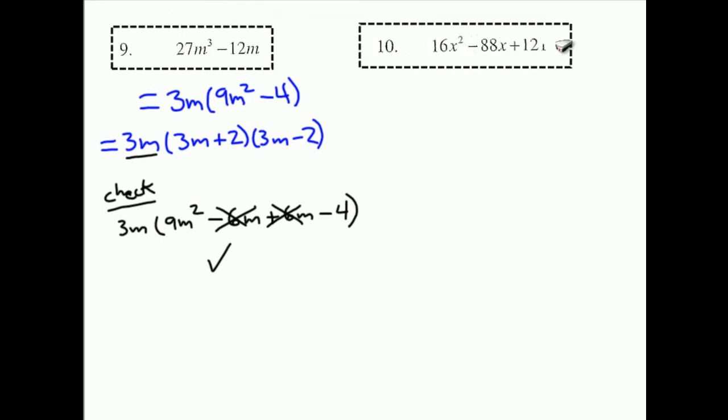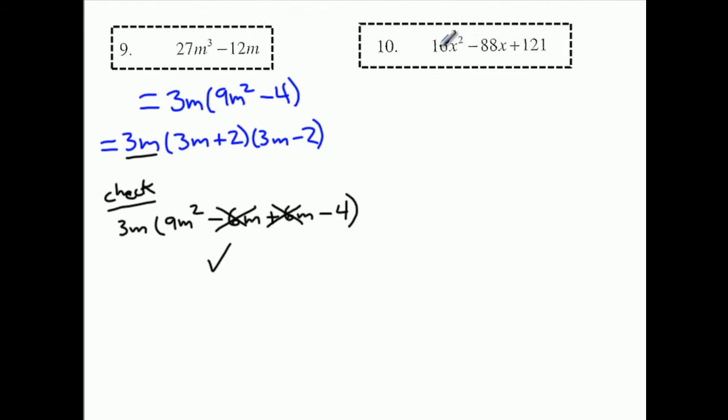One more example. 16x squared minus 88x plus 121. Attempt to pull out a greatest common factor first. So it looks like you might be able to pull out an 8 from all of these, but the 121 sort of messes things up a bit. So if you try 121 divided by 8, you get a decimal, you get 15.125, so you can't pull out an 8 from these three.